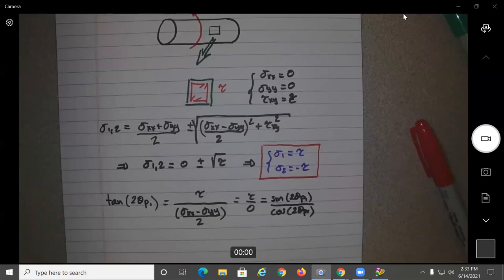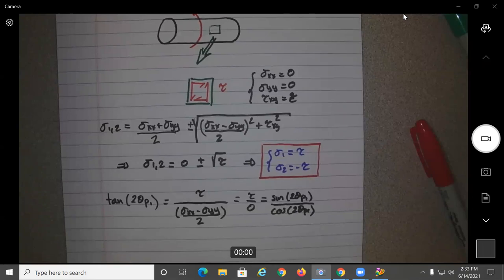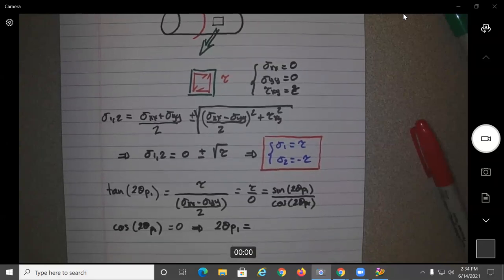So if we look at this expression here, at the bottom, we know that cosine 2 theta p1 is equal to zero, which should give you what? 2 theta p1 should be equal to what? When is cosine equal to zero? If you have the circle, where is the cosine zero?